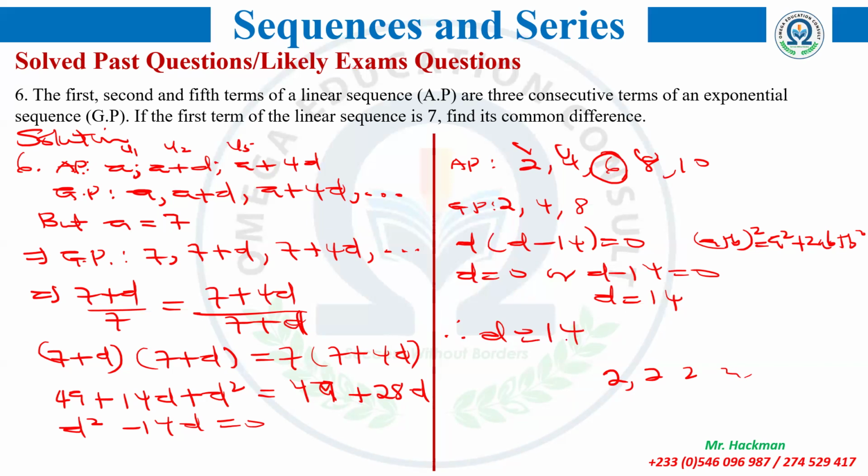Prof. Christine. Yes, sir. Mr. Hackman, please. The question said we should find the common difference, and we use GP to find the common difference. Could we have equally used the AP to find it? No, because the AP, the sequences, the terms that you have there are not consecutive terms. Yes, please.